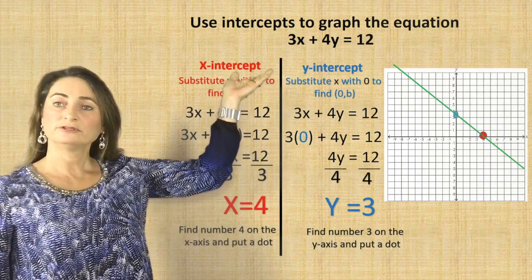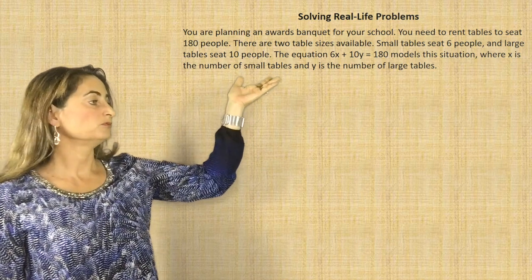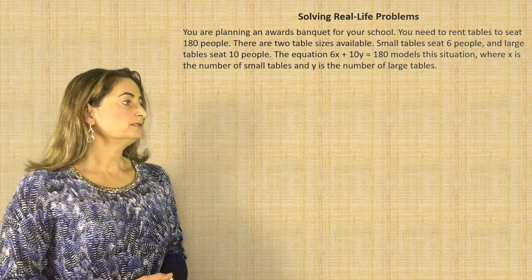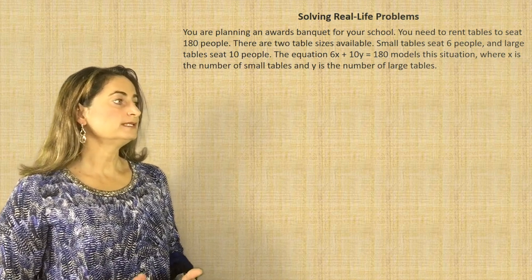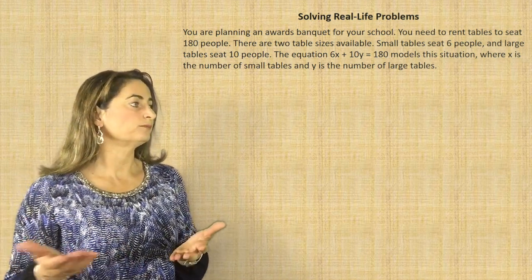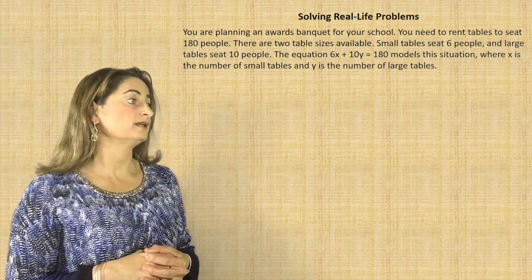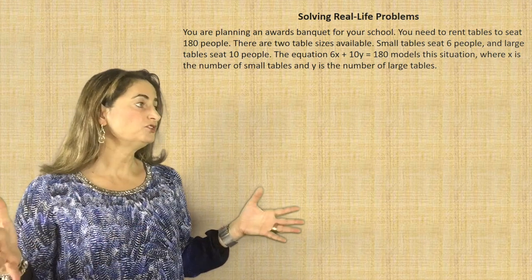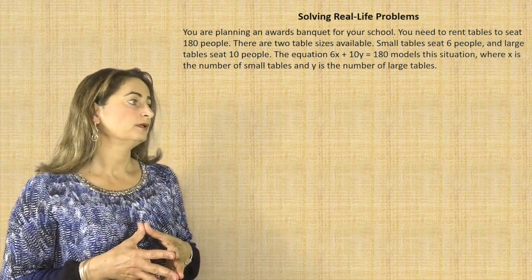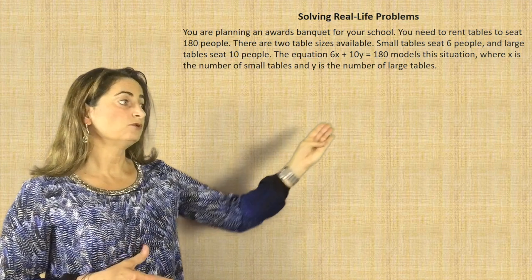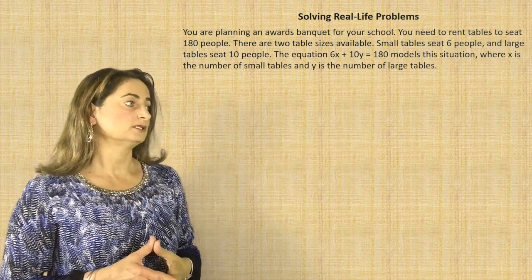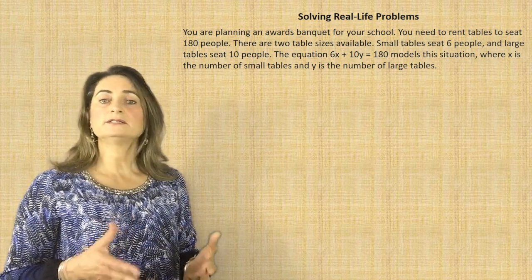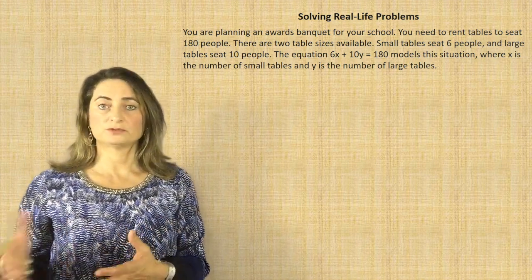Here's a word problem for this lesson, and it would be the last problem we see for today. You are planning a banquet for your school. You need to rent tables to seat 180 people. There are 2 table sizes available. Small tables seat 6 people, and large tables seat 10 people. The equation 6x plus 10y equals 180 models this situation, where x is the number of small tables and y is the number of large tables.